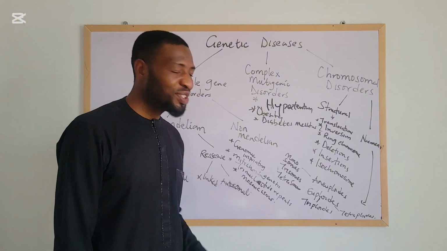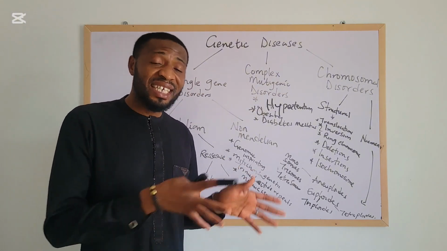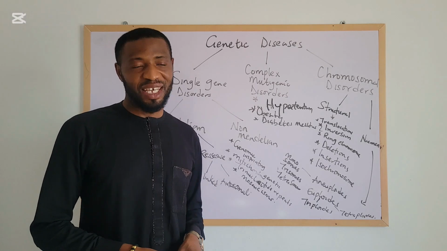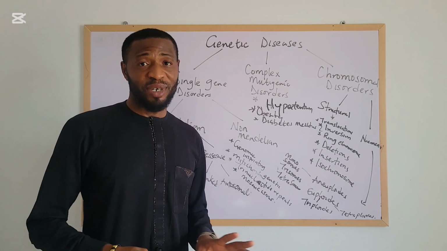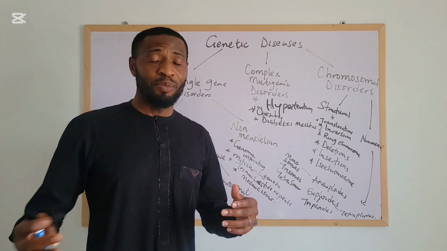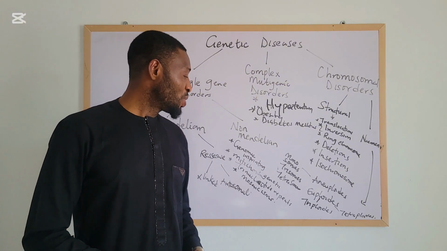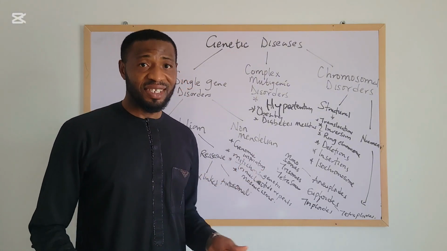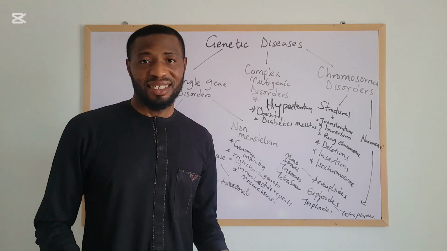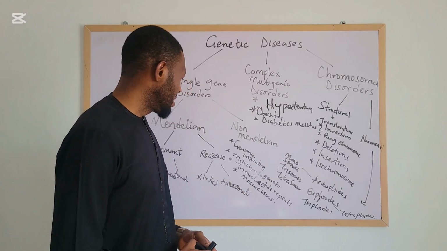Okay, mitochondrial genetic diseases. There are certain genes inside the mitochondrion, and usually it is believed that the mitochondria is majorly inherited from the mother. So mitochondrial genetic diseases are also diseases that do not follow the Mendelian pattern.